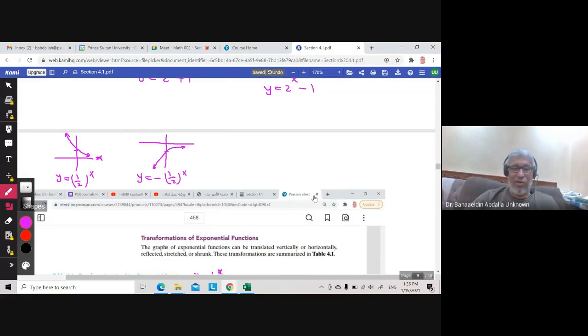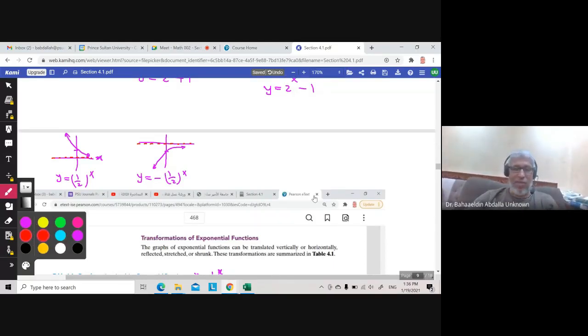Notice that the line y equals 0 is still a horizontal asymptote. Y equals 0 is a horizontal asymptote. Nothing happened. Reflection only, reflection about the x-axis.